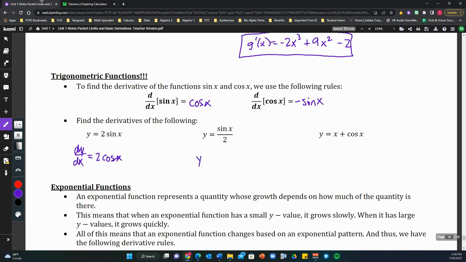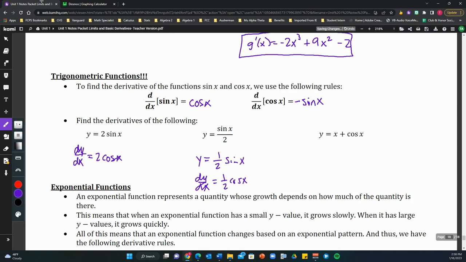Using the constant multiple rule, if I take sine of x divided by 2, again, if the denominator is numeric, then it's really a fractional coefficient. So this is 1/2 sine of x. So then dy/dx would be 1/2 cosine of x. That is the function that represents this change.